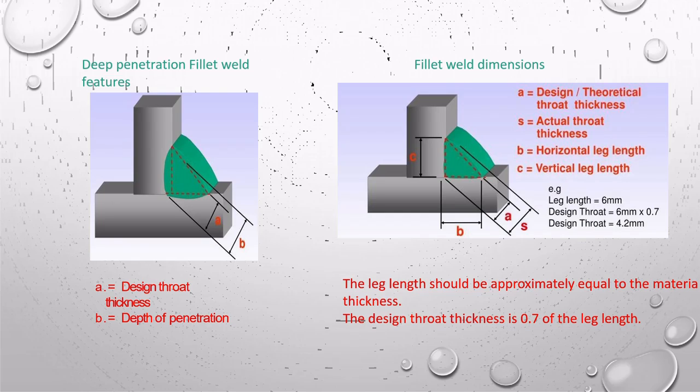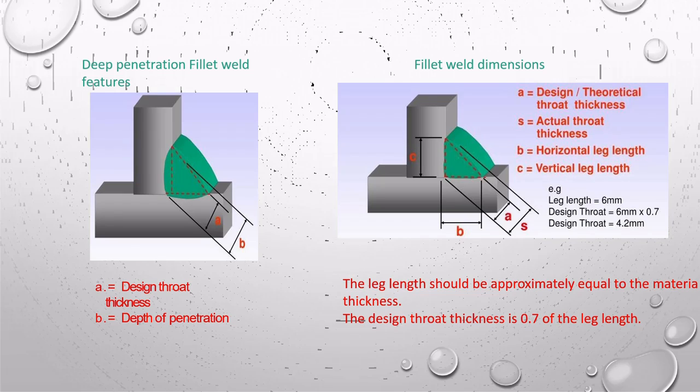Fillet weld dimension. A part is design theoretical throat thickness. B part is horizontal leg length. C part is vertical leg length. And S part is actual throat thickness. The leg length should be approximately equal to the material thickness. The design throat thickness is 0.7 of the leg length.